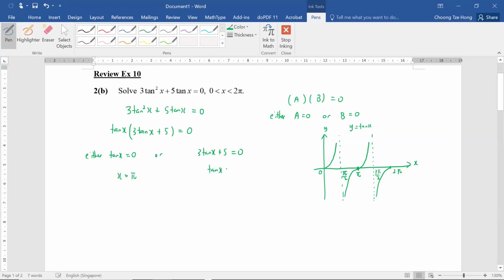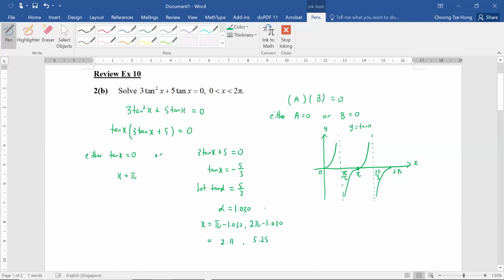So this one, tangent x will be negative 5 over 3. So we're going to let tangent of the basic angle equal 5 over 3. If you calculate out the basic angle, it will be 1.030. Now tangent is negative, so we'll have to go for the second and fourth quadrant, right? In the second quadrant, the general angle will be pi minus the basic angle. In the fourth quadrant, it will be 2 pi minus the basic angle. So this will yield the two answers, 2.11 and 5.25.